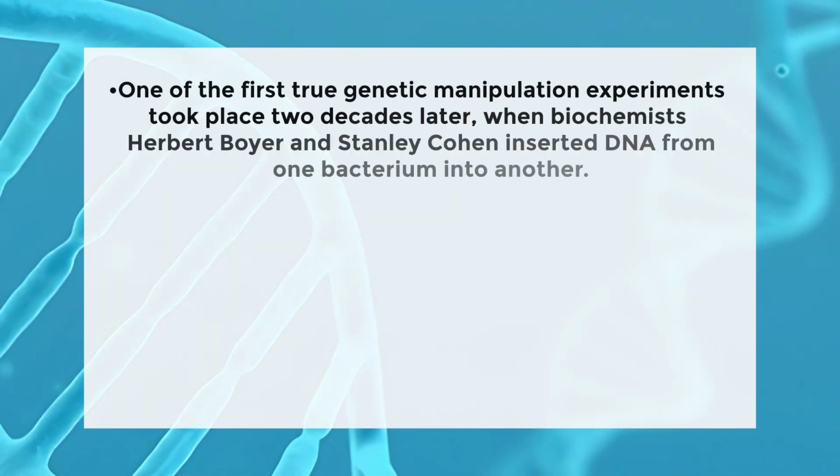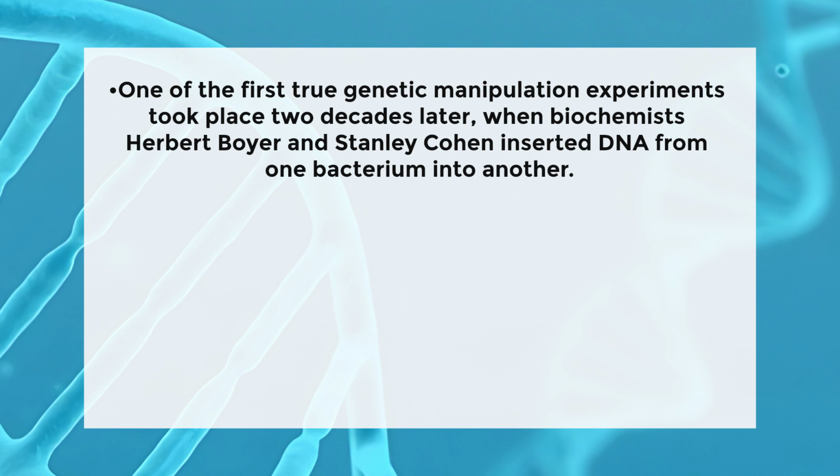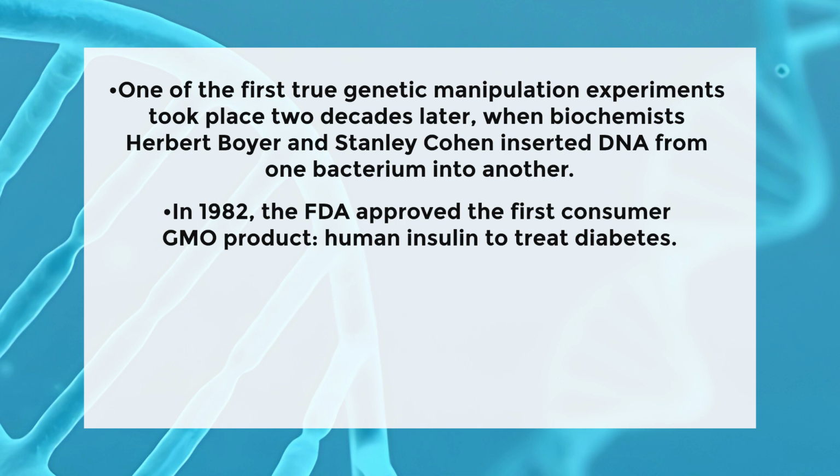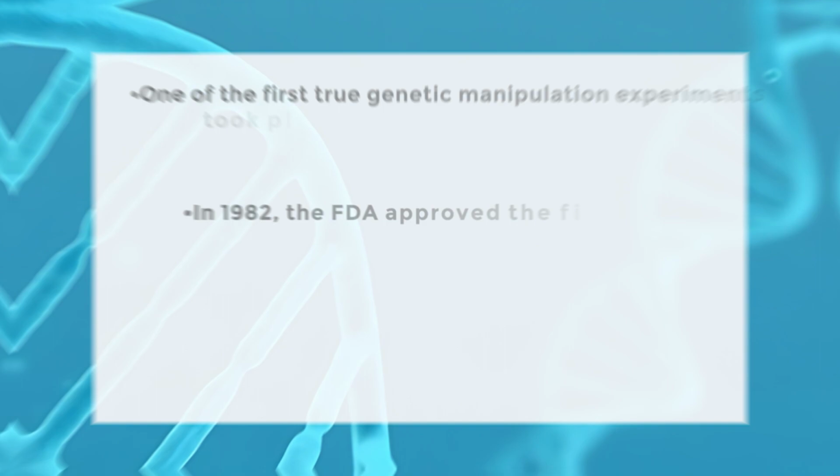One of the first true genetic manipulation experiments took place two decades later, when biochemists Herbert Boyer and Stanley Cohen inserted DNA from one bacterium into another bacterium. In 1982, the FDA approved the first consumer GMO product, human insulin, to treat diabetes.